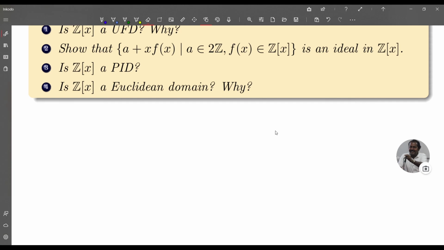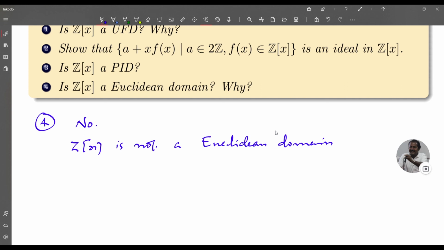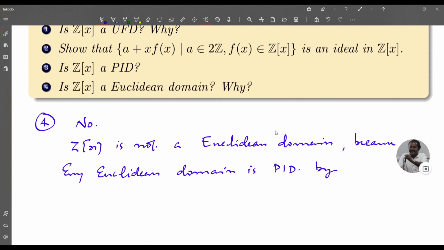Now, answer to the fourth question. Z[x] is not a Euclidean domain. So, the answer is no. Z[x] is not a Euclidean domain because every Euclidean domain is a principal ideal domain, but by part 3 of this problem, Z[x] is not a PID. Therefore, Z[x] is not a Euclidean domain.